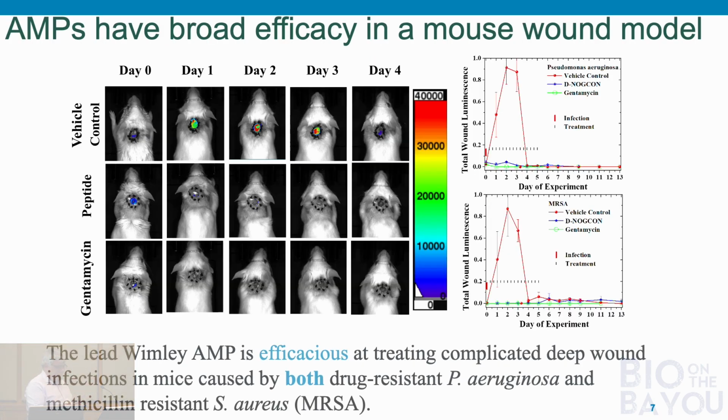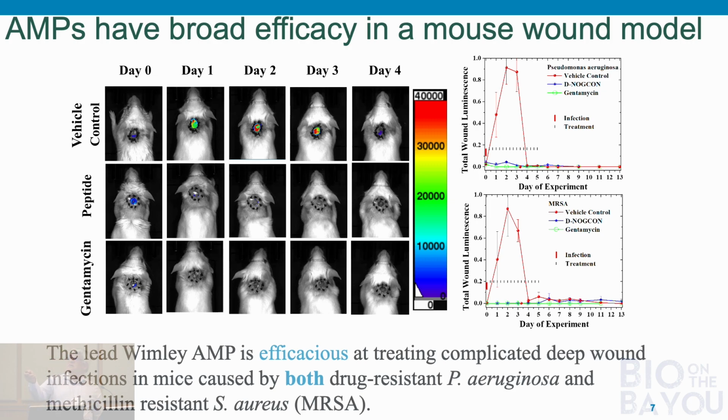Now we've been working with Lisa Morisi, who you heard from earlier, and we've used this very nice wound model in mice where we take a deep puncture wound on the back of a mouse, and we infect it with drug-resistant bacteria, either Pseudomonas or MRSA, methicillin-resistant Staph aureus. These are organisms which have been engineered to be luminescent, so we can follow the bacterial burden in a single animal using whole animal imaging.